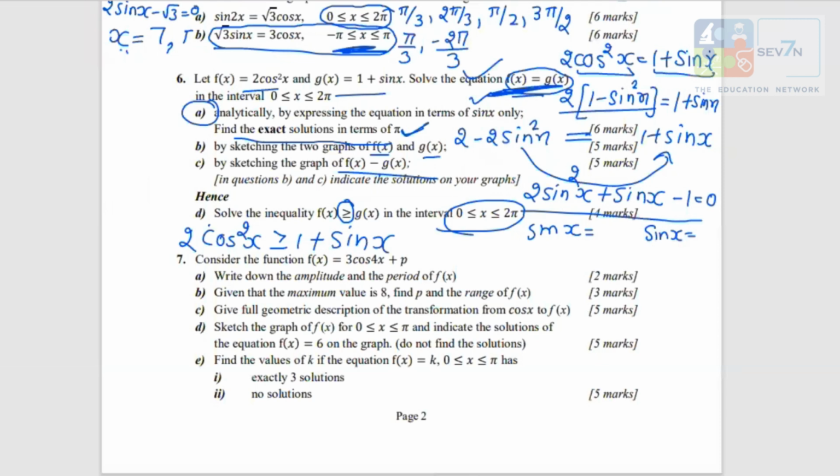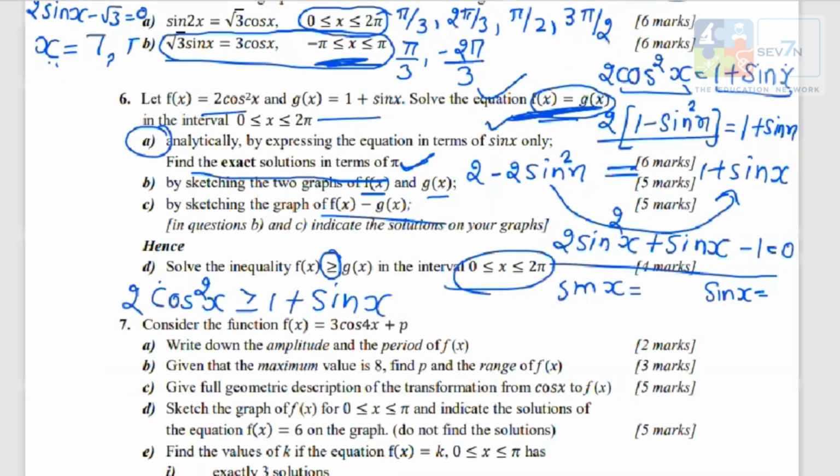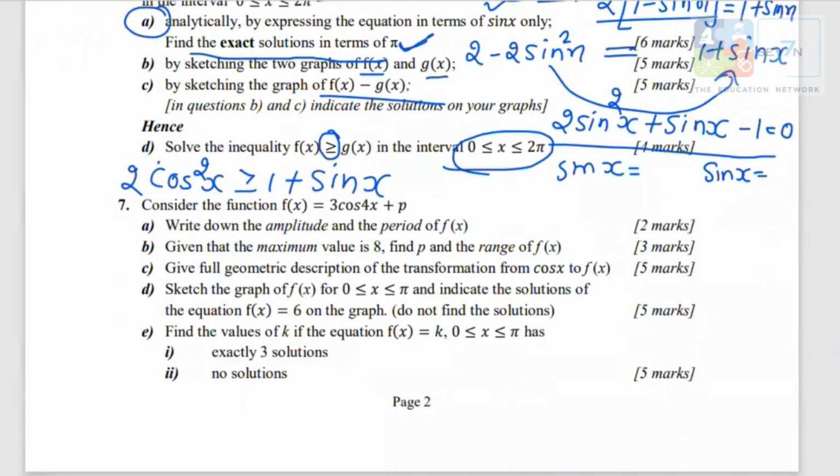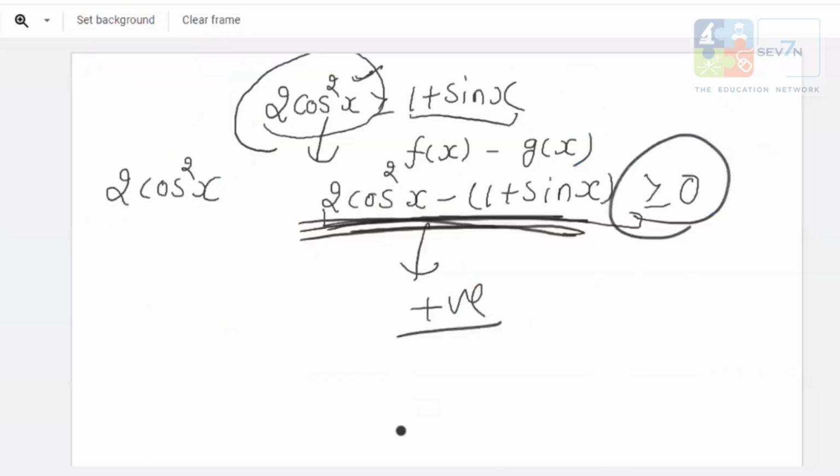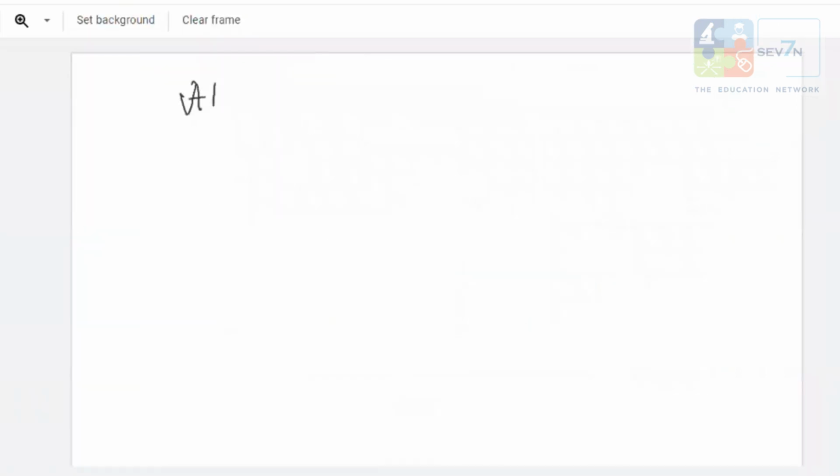The last question now we have. Wait, I tried graphing it, but the minimum value is -2. At what x? Between... 3 pi by 2. At 3 pi by 2, it's -2.